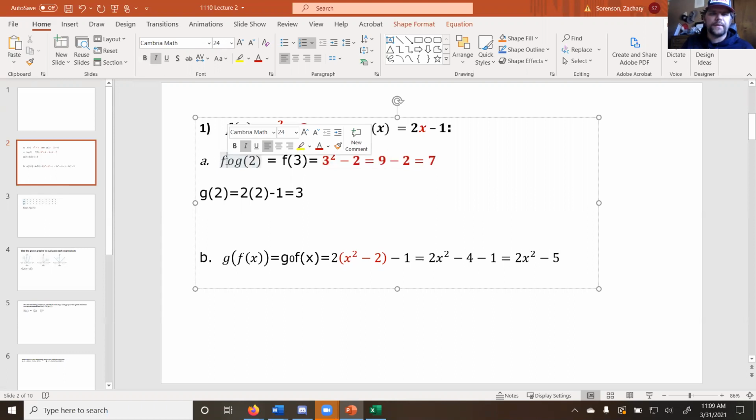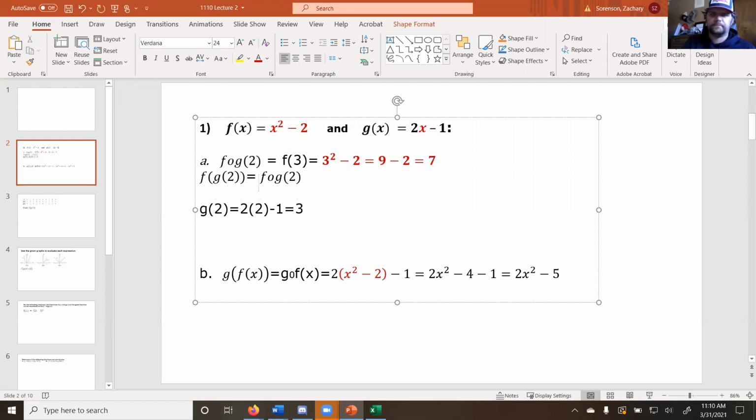And as a reminder, this notation, f of g of 2, is the exact same thing as if I wrote this as f parentheses g of 2. These are the same thing. Any questions about this? Great.